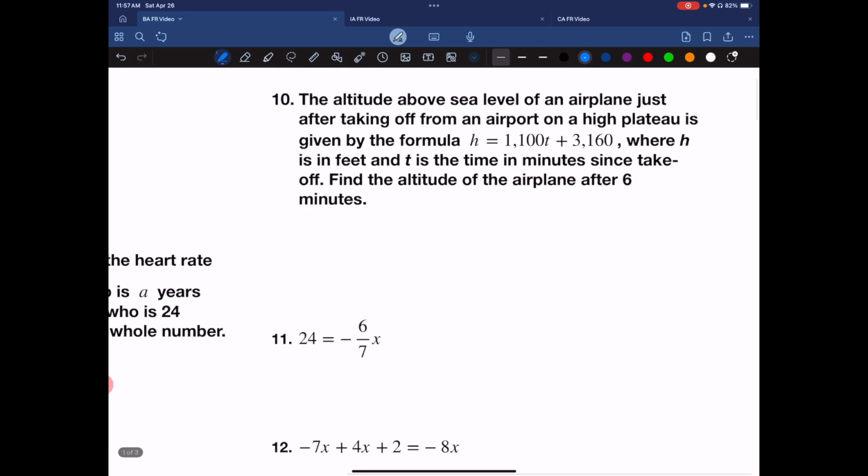That's number 9. On number 10, you're going to plug 6 in for t. Everything else is just going to follow suit. So it's going to be 1100 times 6 plus 3160. Okay, so that's going to be h is 9,760 feet.